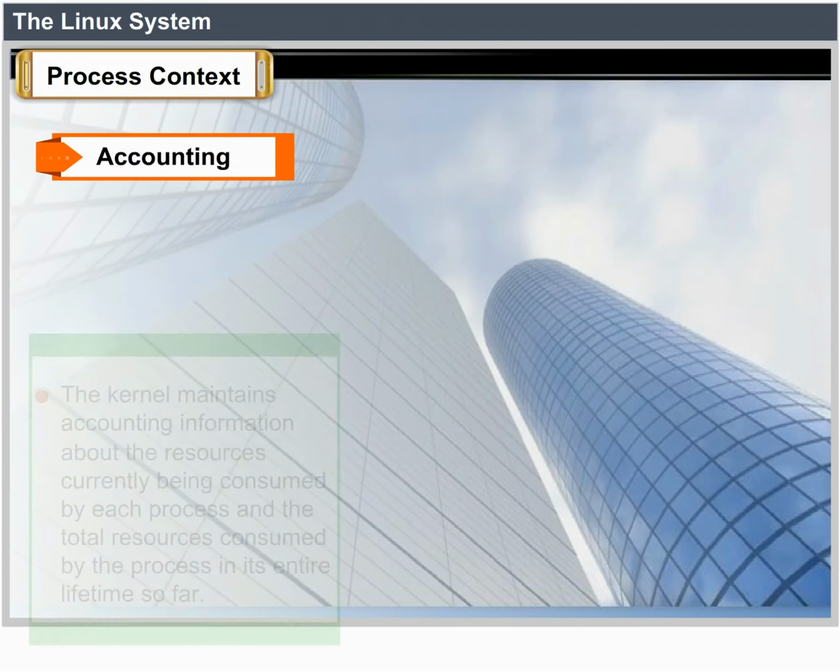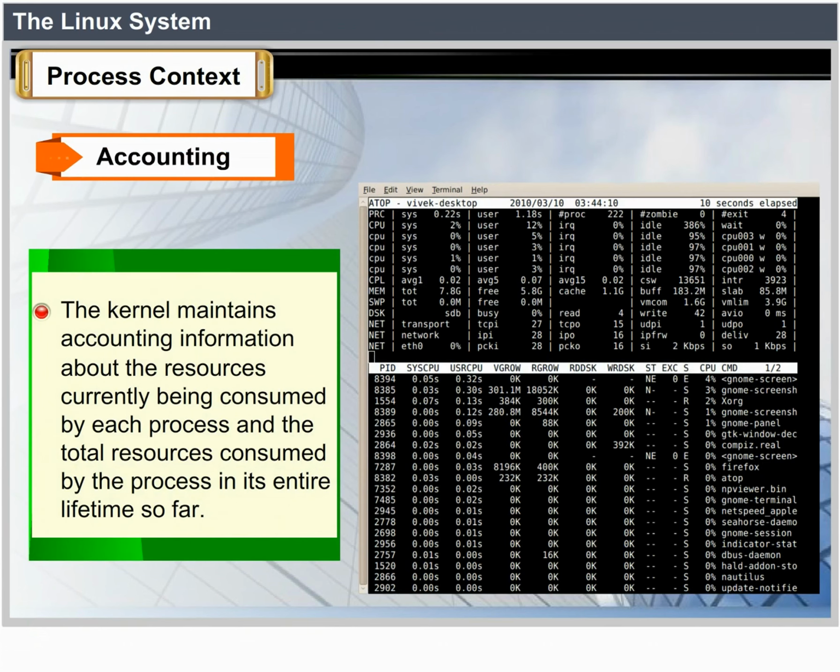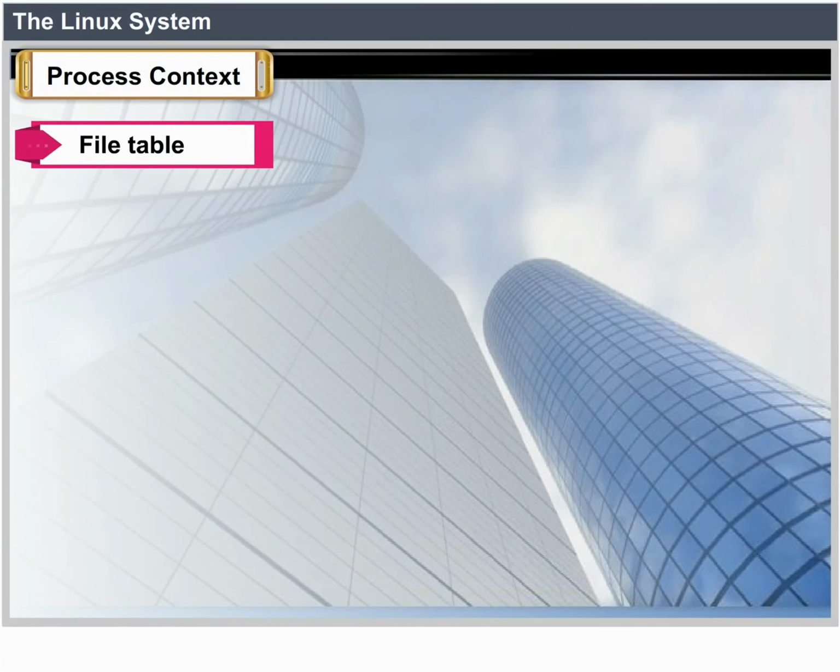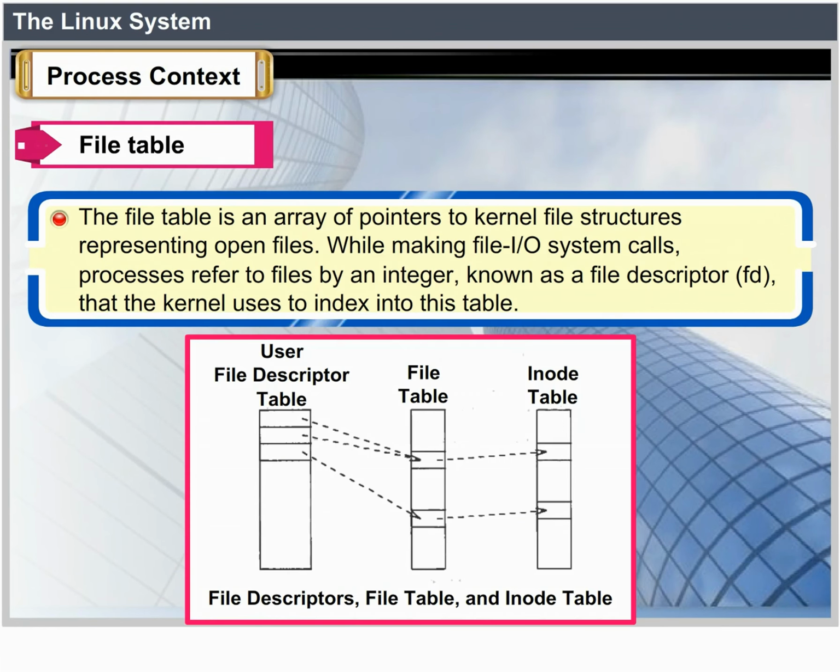Accounting. The kernel maintains accounting information about the resources currently being consumed by each process and the total resources consumed by the process in its entire lifetime so far. File table. The file table is an array of pointers to kernel file structures representing open files. When making file I/O system calls, processes refer to files by an integer known as a file descriptor, FD, that the kernel uses to index into this table.